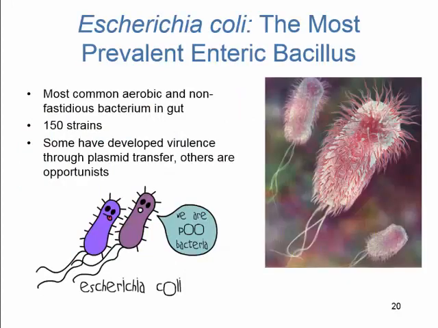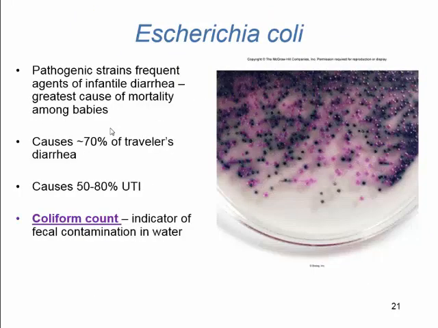So Escherichia coli is the prototypical poo bacteria. There are over 150 strains. There are both aerobic versions, and there are quite a few non-fastidious versions, meaning they're not picky. They can grow in just about anything, as well as survive complete saturation in water. These gram-negative bacteria are coliforms, so they ferment lactose. We will do coliform counts to determine the fecal contamination in water supplies.